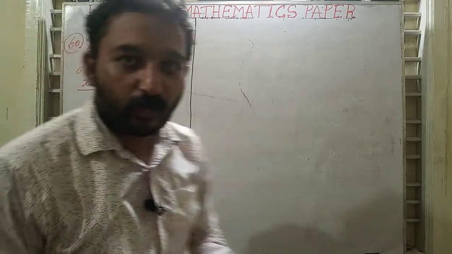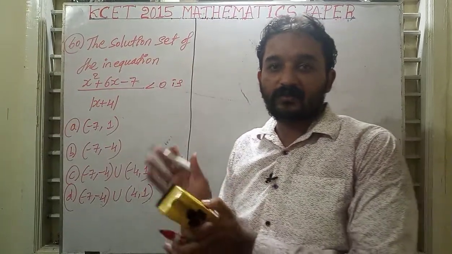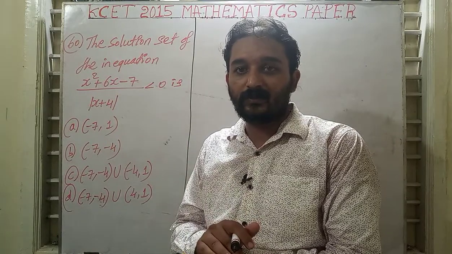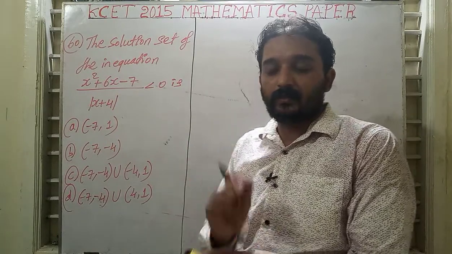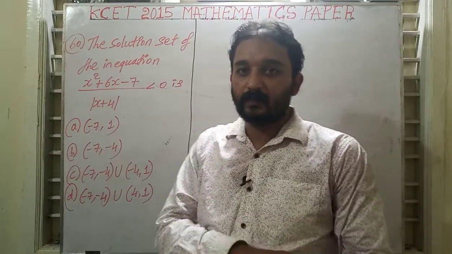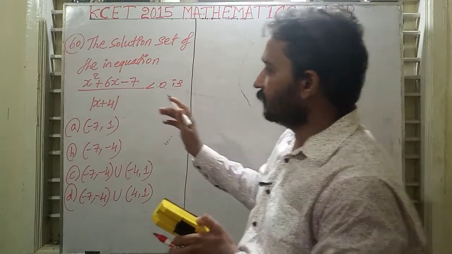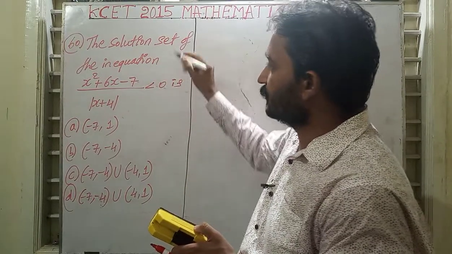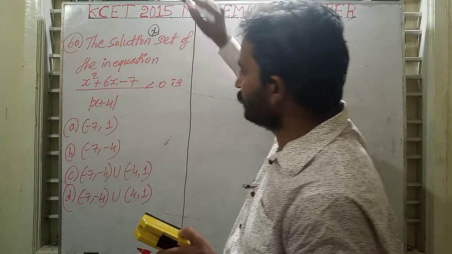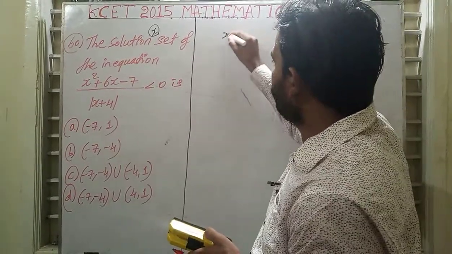So now let us move on to the next question, question number 60. This is the last question of this video and also the last question of the 2015 paper. This question is based on the chapter linear inequalities in first year. Let us see the question. The solution set of the inequation means we have to find the x value. Solution set is what? X value. So let us take this question.